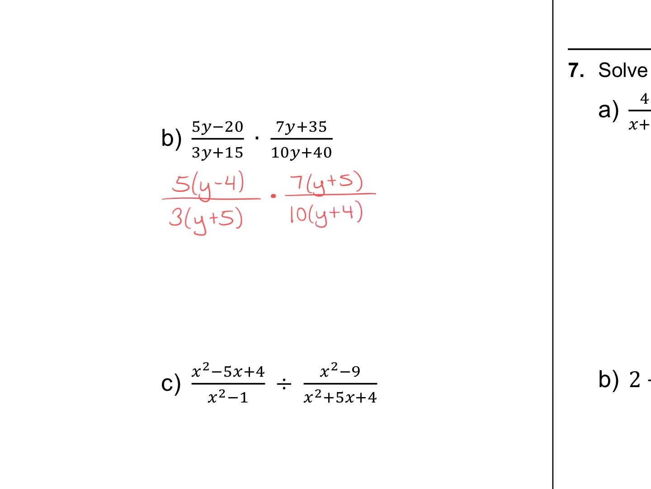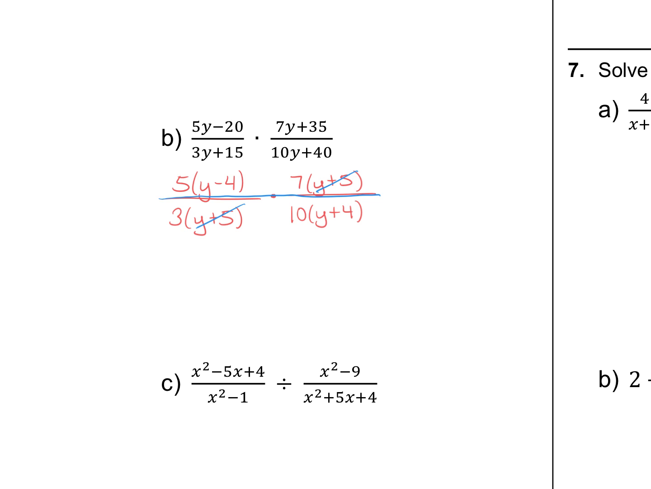Again, since it's multiplication, we can think of this as one fraction. What can we do next? Canceling some things off. What do I got? Y plus 5. Is there anything else? What do you notice? We have a lot of numbers. What I mean by numbers is we have like 5, 3, 7, and 10. I want to see if I can simplify those.